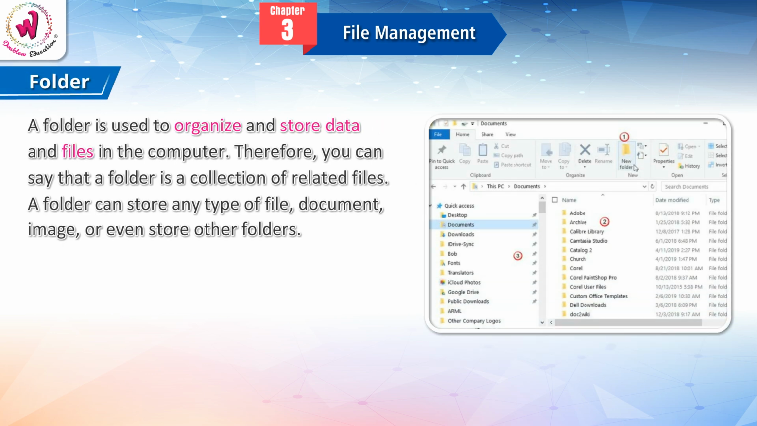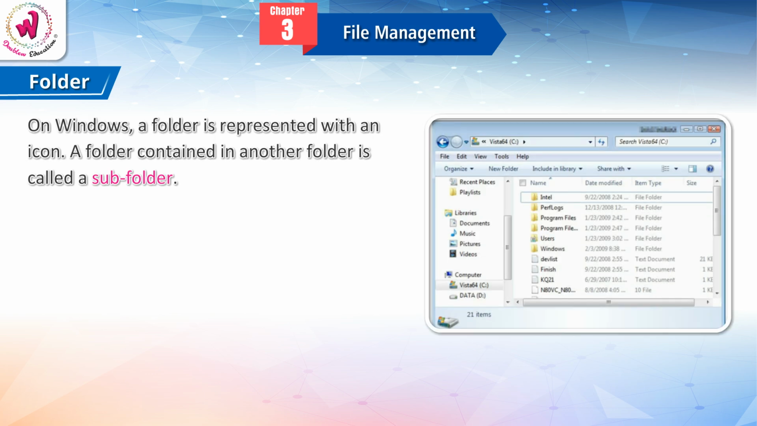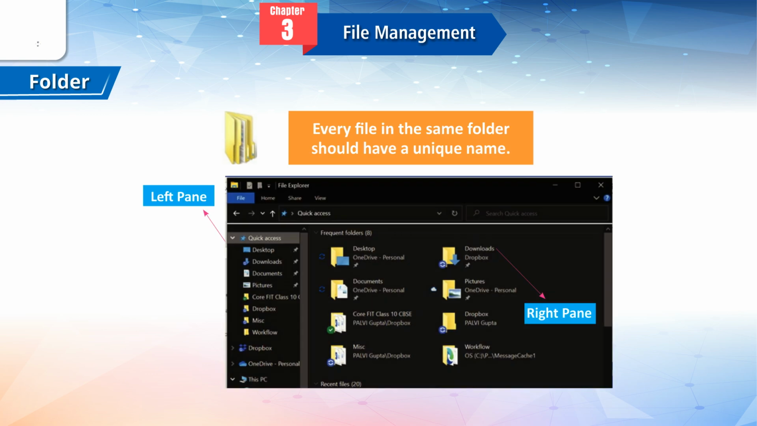Folder. A folder is used to organize and store data and files in the computer. Therefore, you can say that a folder is a collection of related files. A folder can store any type of file, document, image, or even other folders. On Windows, a folder is represented with an icon. A folder contained in another folder is called a subfolder. Every file in the same folder should have a unique name.